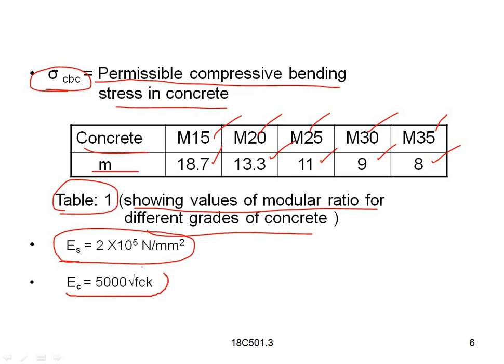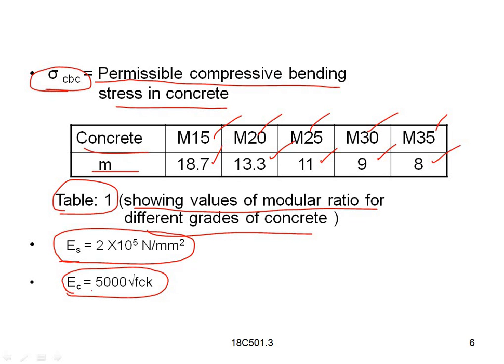And Ec is equal to 5000 root fck. So what is Es and Ec here? Elastic modulus of steel and elastic modulus of concrete.